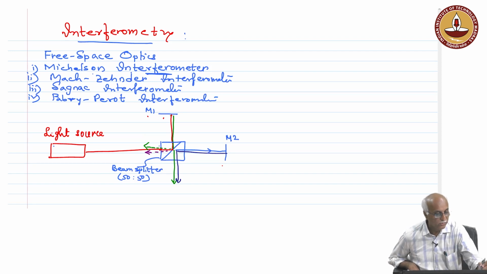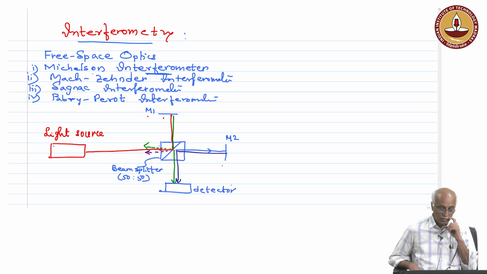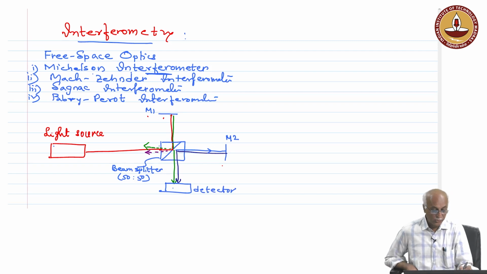Now, if we use a detector, what will we observe over here in terms of the overall intensity? That's the question, right? What we are doing is dividing the light into two arms and then again coupling them over here, the reflected beams, right?